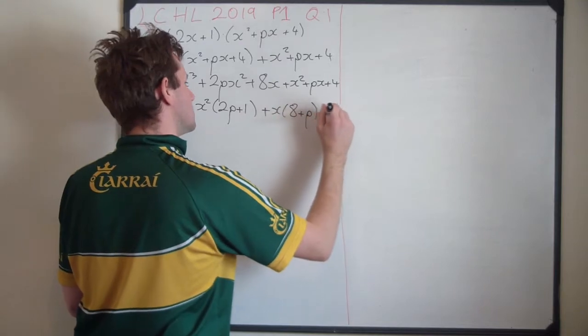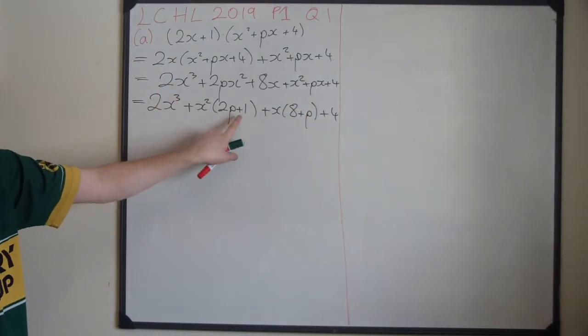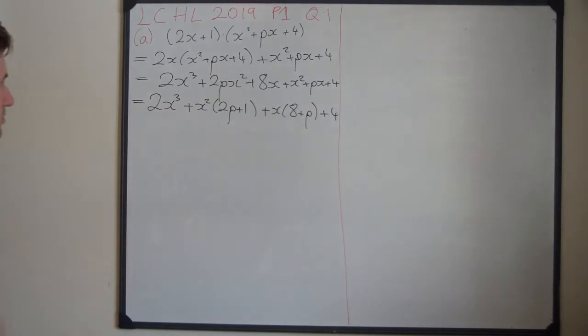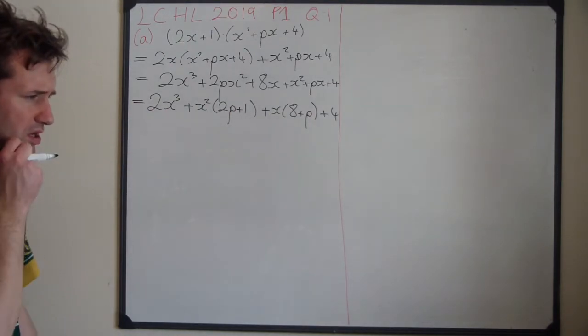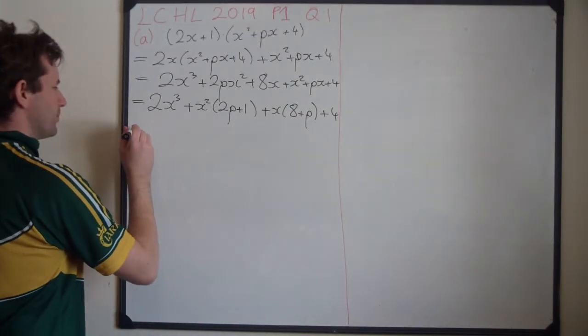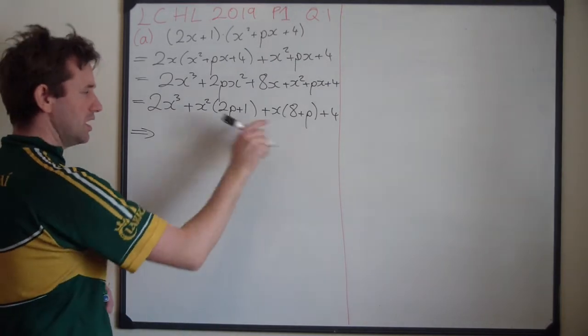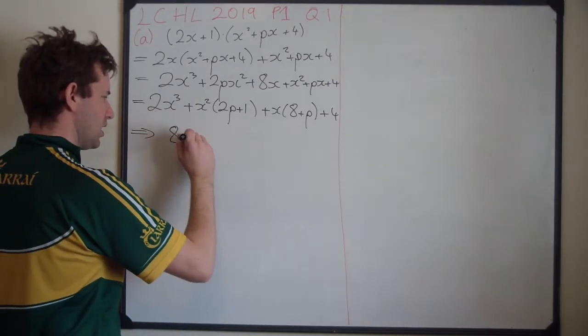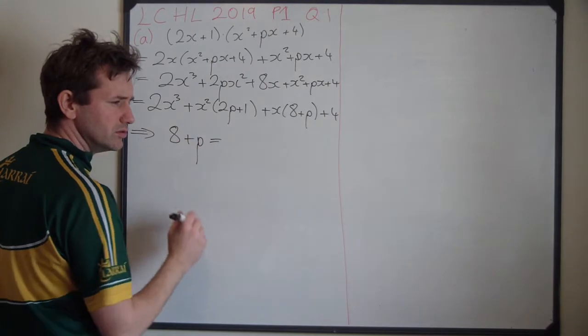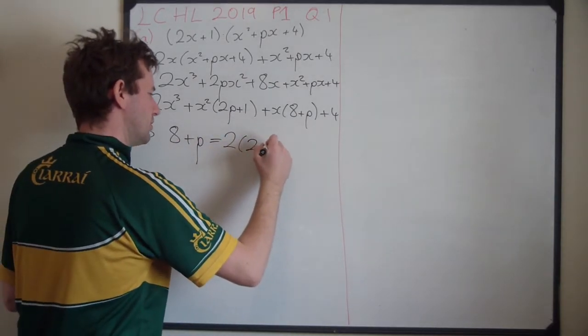And I've got a constant term of 4. So this is the constant term, this is the coefficient of x, this is the coefficient of x squared, and the coefficient of x cubed is 2. This is a cubic. So the question says the coefficient of x, which is 8 plus p, we can deduce this because it's given to us in the question, is equal to twice the coefficient of x squared, twice 2p plus 1.